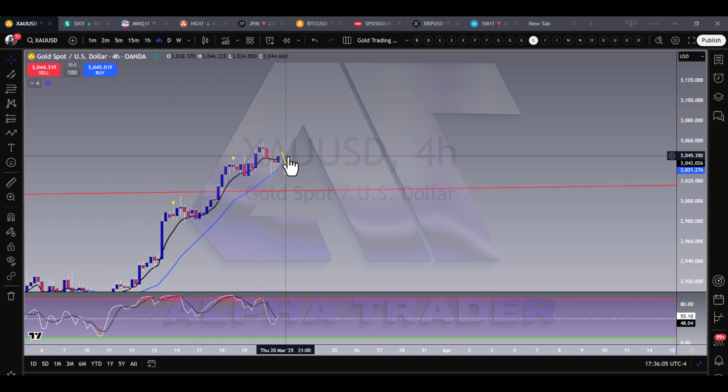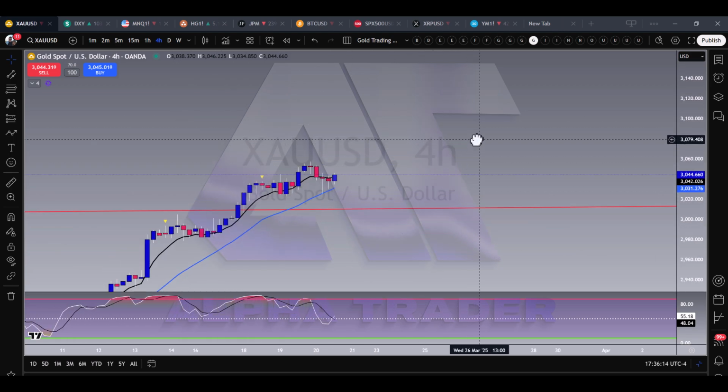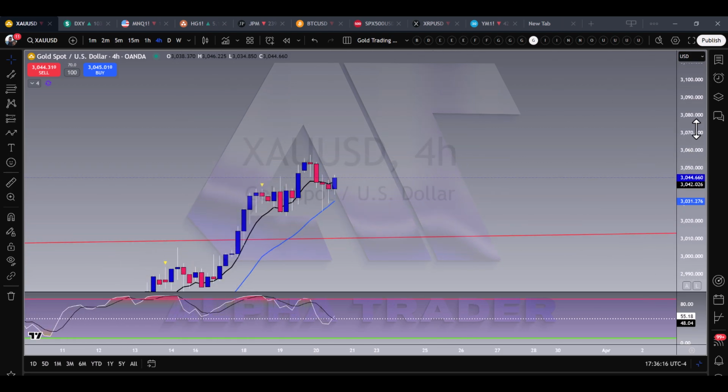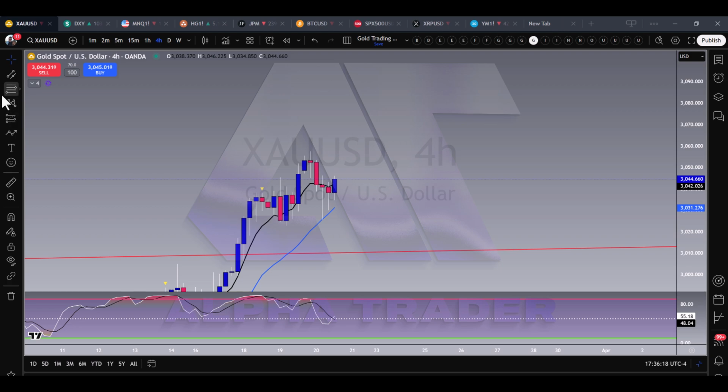What we looked at in gold yesterday, we looked for a move down, and we certainly got that move down. Now we are once again looking to see, and we'll blow this up here, what gold will do once it reaches a certain level, okay?